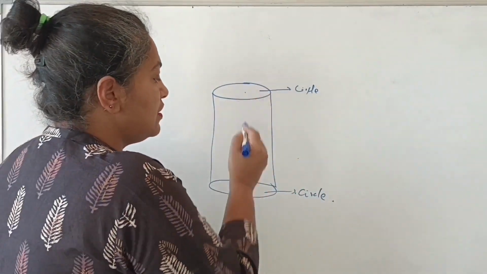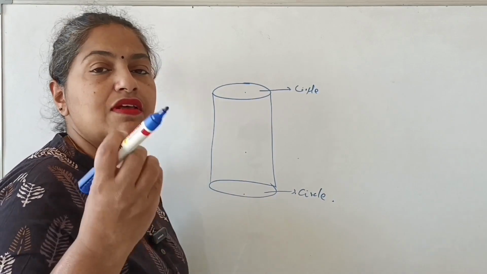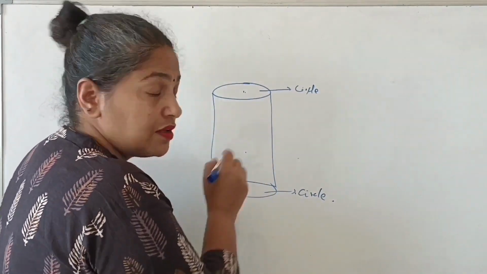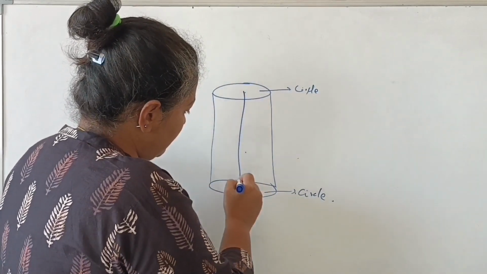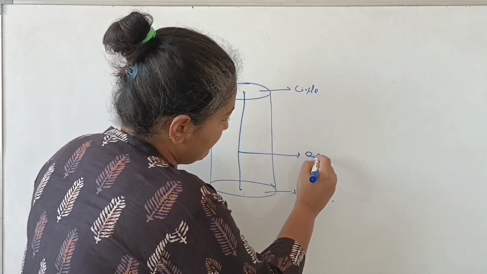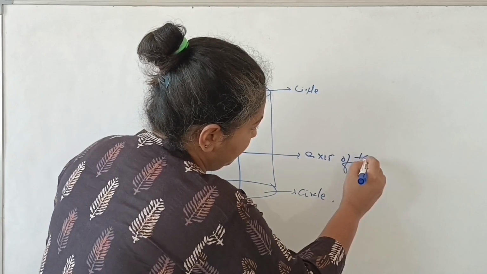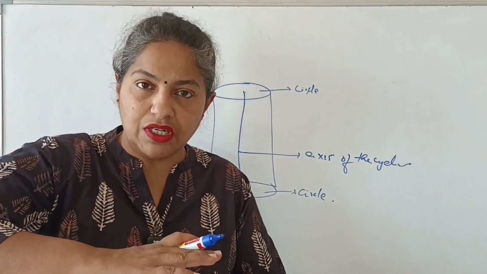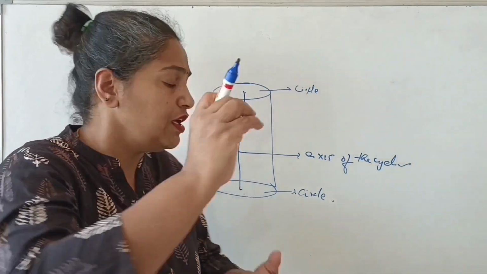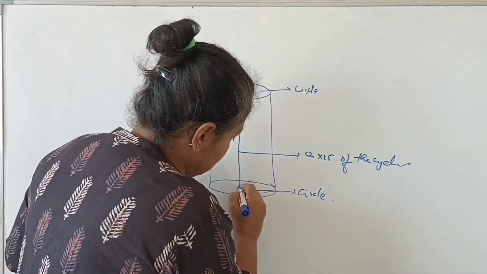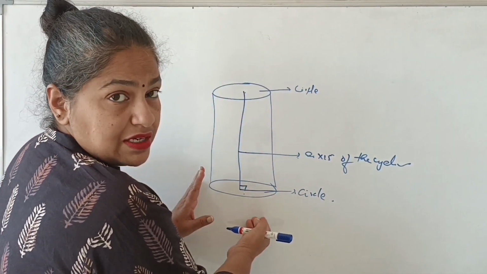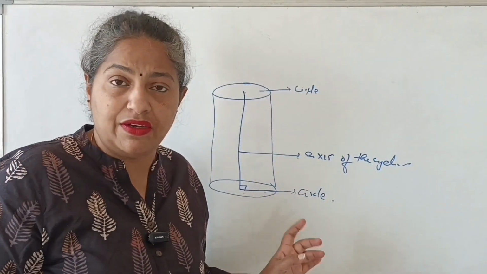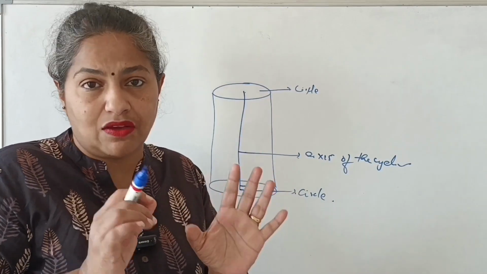Now since the ends are circular faces, these circular faces should have a center. This is a center. If we join the centers with a line, this line is called the axis of the cylinder. Now, this particular axis has to be perpendicular to the base of the cylinder. Suppose this is the base of the cylinder. An axis perpendicular to the base gives a right circular cylinder.